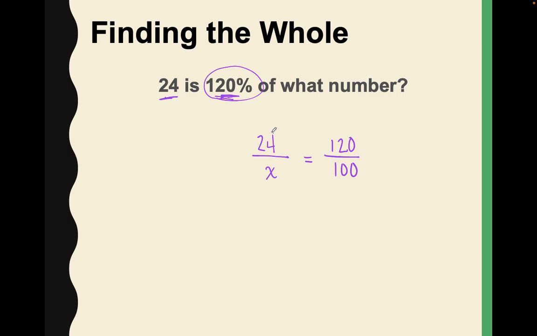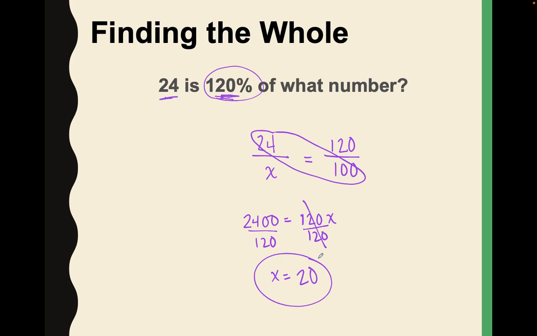When we solve, we will multiply 24 times 100, which is 2,400, and then 120 times something also has to equal that 2,400. To figure out what that has to be, we will divide 2,400 by 120, which gives us x equals 20.